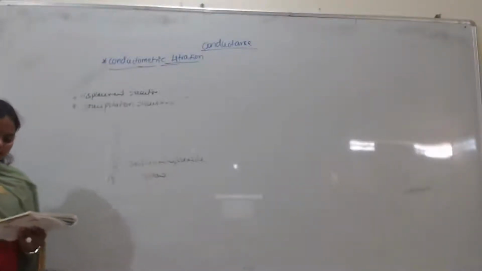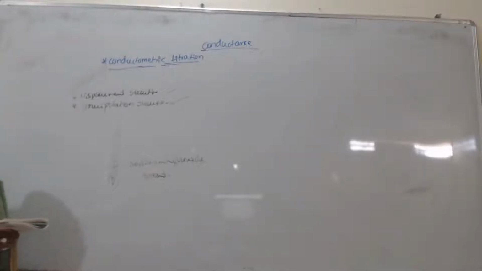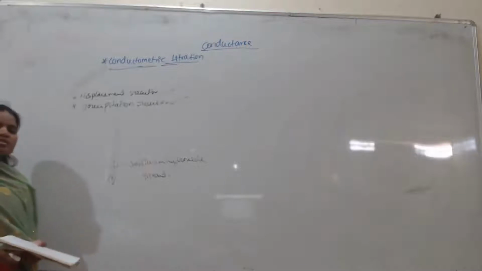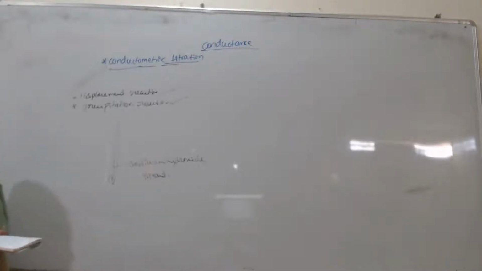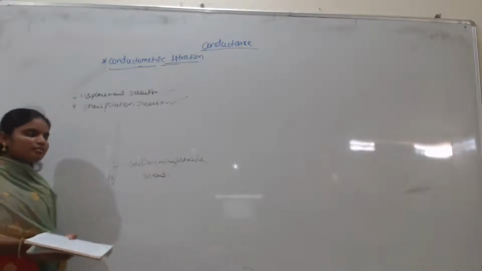A known volume is taken in the conductance cell and the graph has been plotted, the volume of the titrant against the conductance. From this we get two linear curves. I have already drawn the two linear curve graph. Here, the observed conductance and the volume of titrant, that is the volume of NaOH added. We get two linear curves and the point of intersection will be the end point.